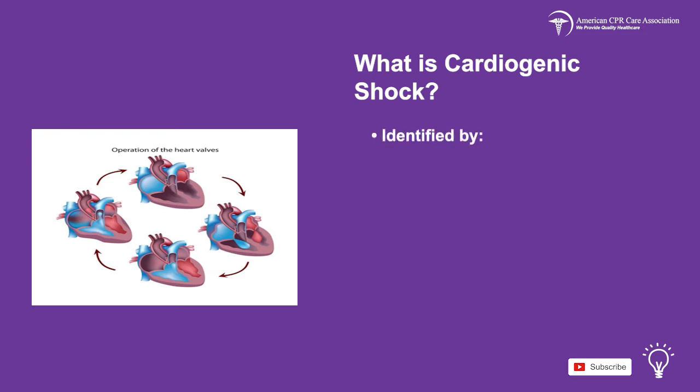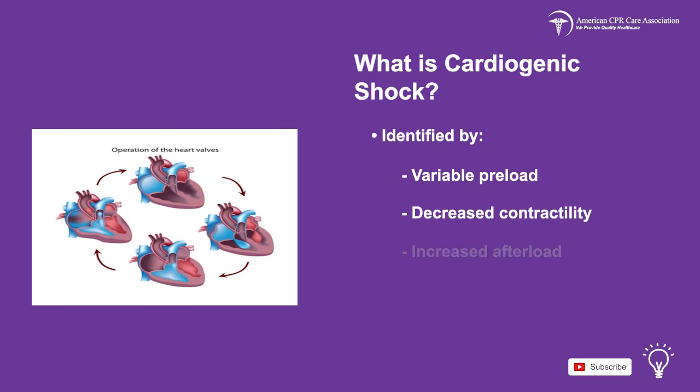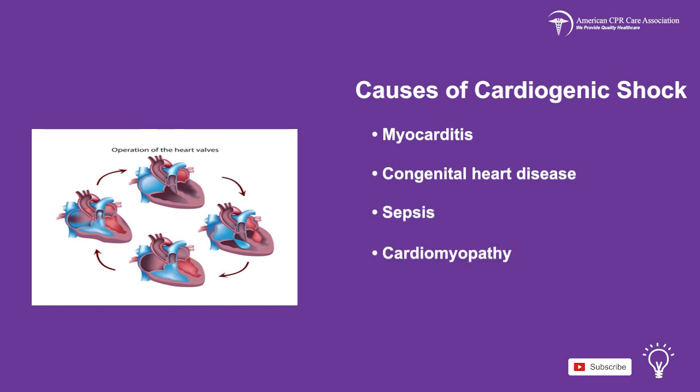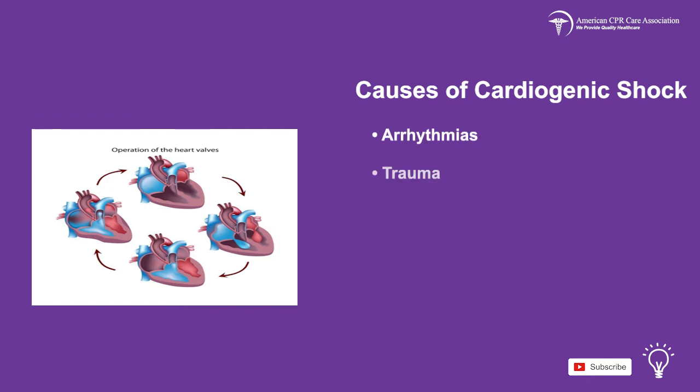Cardiogenic shock can be identified by a variable preload, decreased contractility, and an increased afterload. One of the most common causes of cardiogenic shock is myocarditis. Other causes of cardiogenic shock include congenital heart disease, sepsis, cardiomyopathy, arrhythmias, trauma, and drug toxicity.